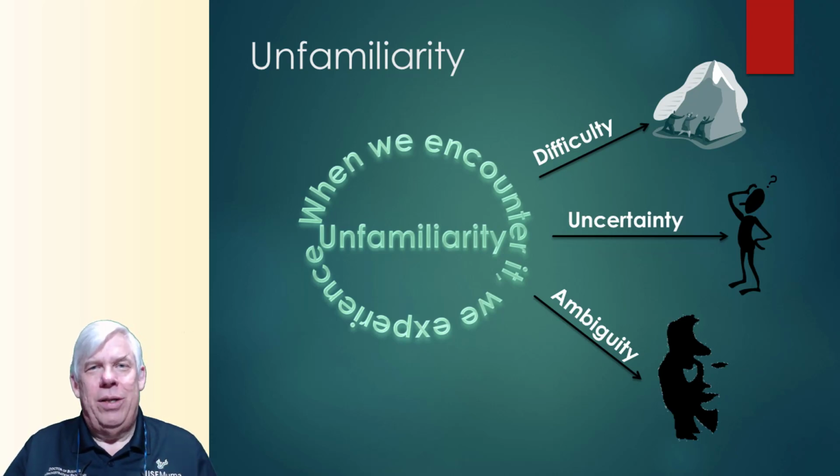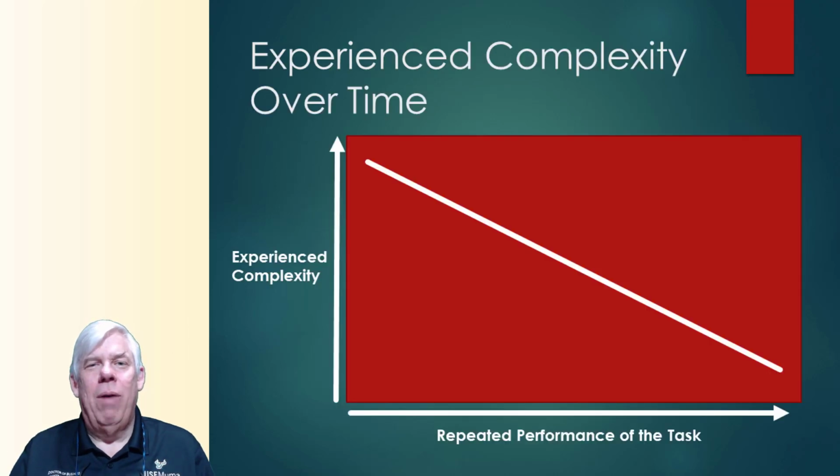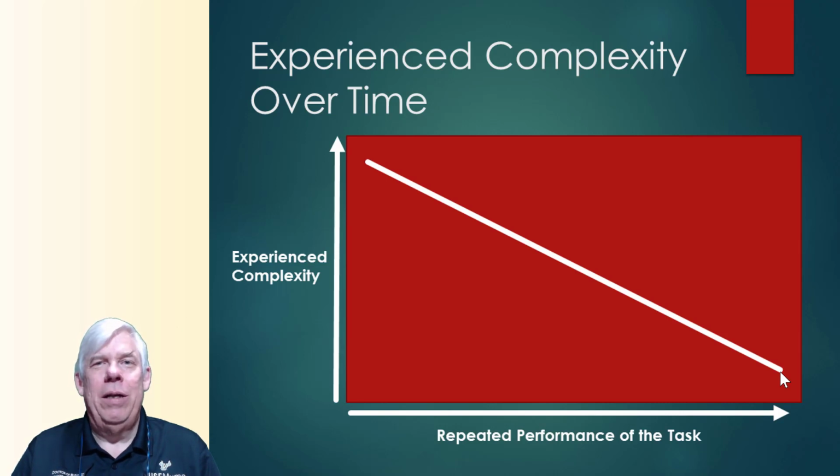So, just to state it over again, unfamiliarity is the driver of experienced complexity. Presenting this in a graphic way, experienced complexity goes down with repeated performance of the task. And we will return to this concept later on when we talk about something known as the learning curve. And these particular axes would normally be logarithmic, but it doesn't really matter. The key thing here is that the complexity goes down, because that is not true of all types of complexities, as we will see shortly.